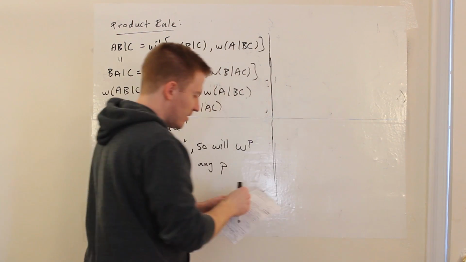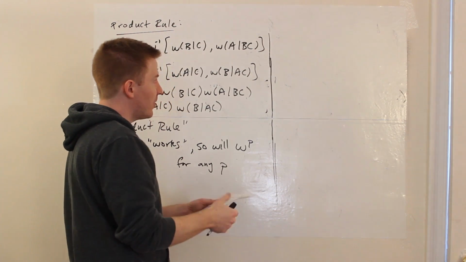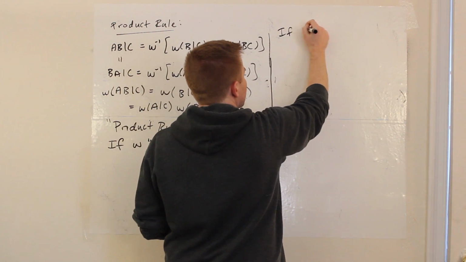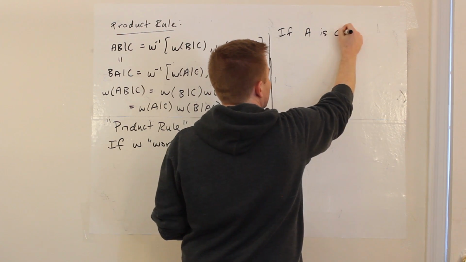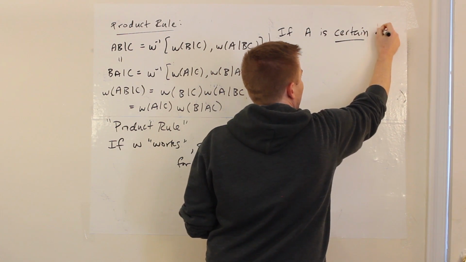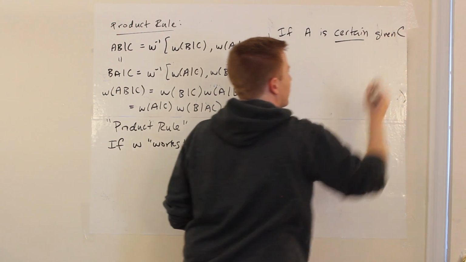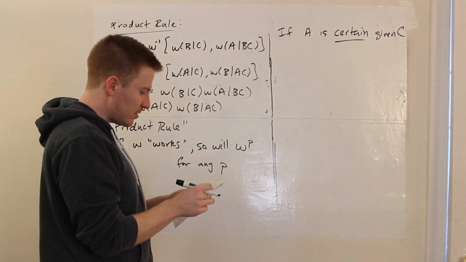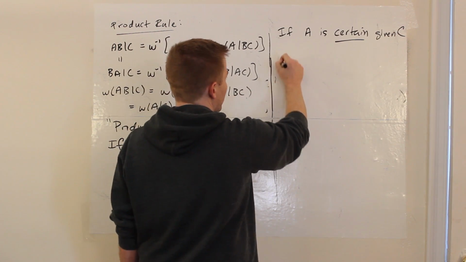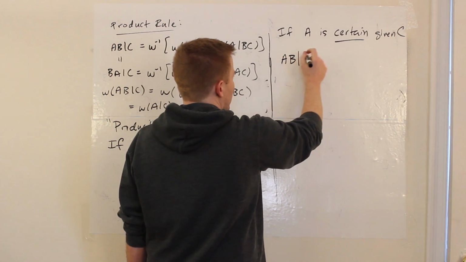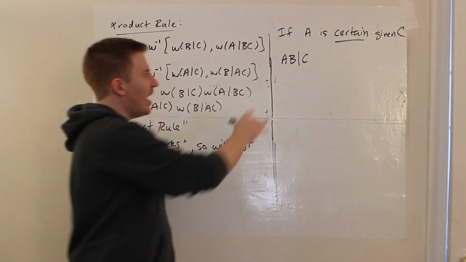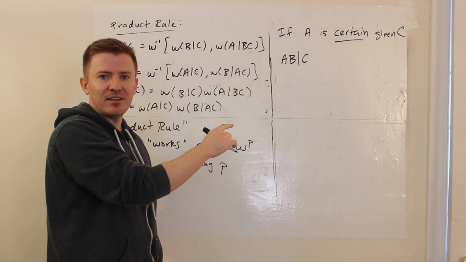Okay, so one case to consider is the case of certainty. Let's assume that A is certain, again, conditional on background information C. So what does certainty actually mean? Well, first of all, it means that if we're reasoning about the joint proposition of A and B, the A isn't really doing anything in that calculus, right?